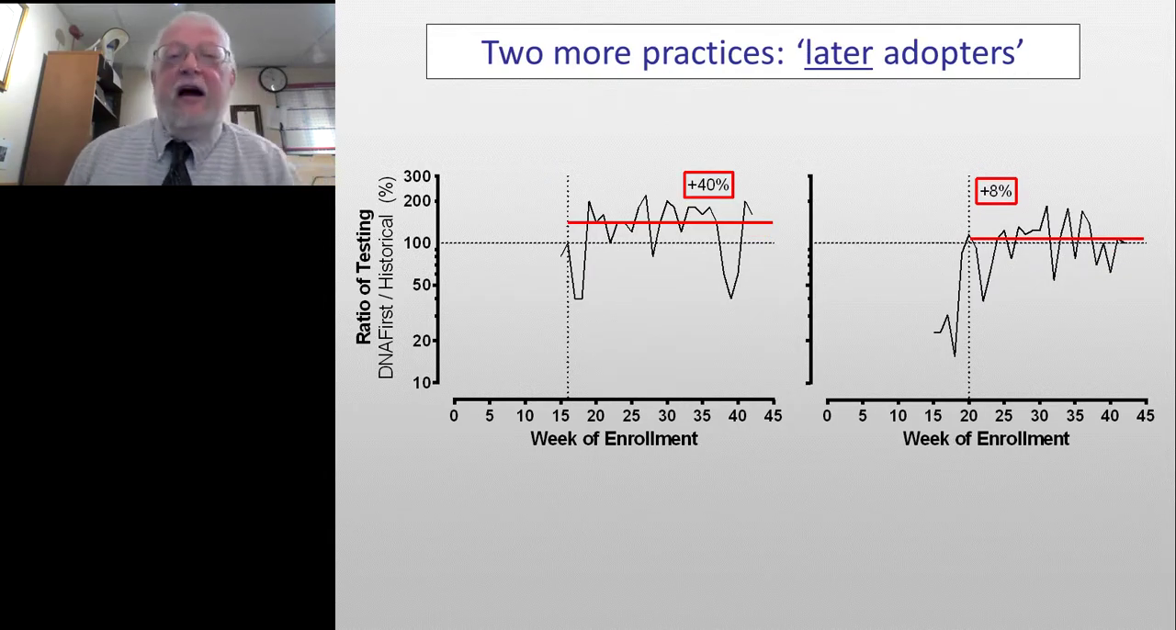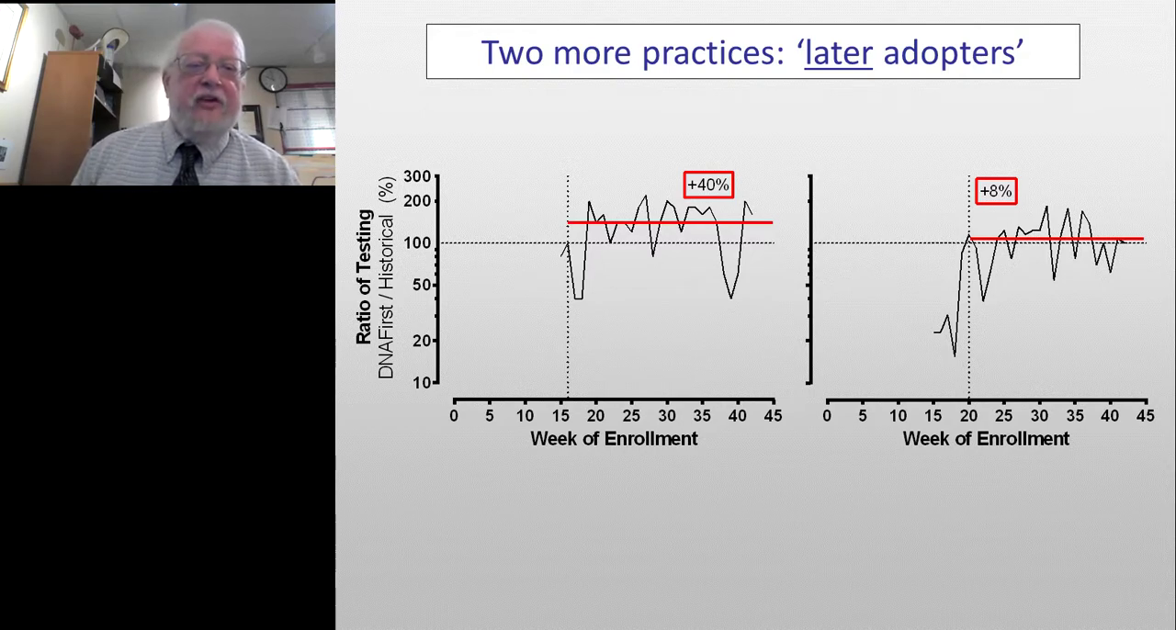Now here are the last 2. They're called laggards. People who are late in adopting. I think laggards is maybe a little pejorative. So I said they're the later adopters. And you see, they didn't even try until week 15 or so. And they heard the other practices were doing pretty good by week 15. They said, we better get going.